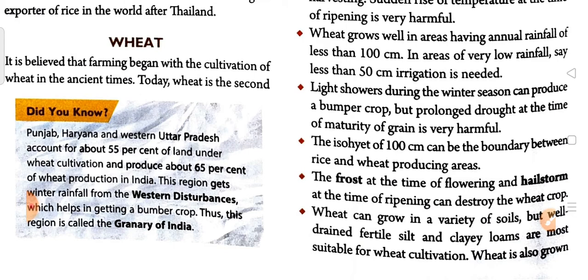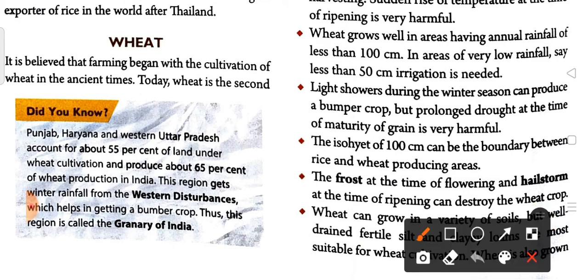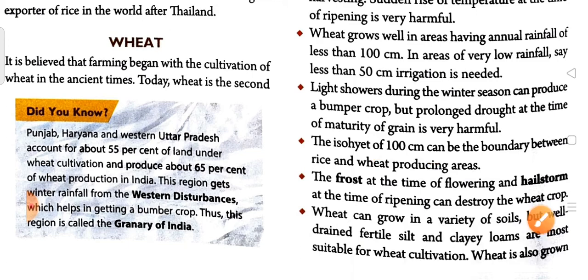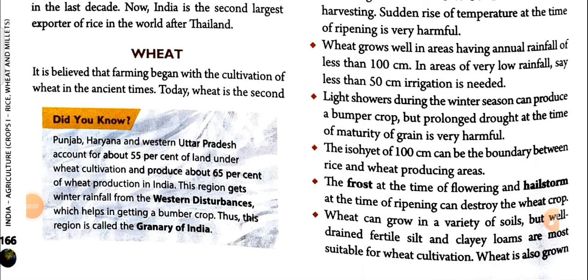So the isohyet of 100 centimeter. What is the isohyet? The isohyet of only 100 centimeter of rainfall can be the boundary between the rice and wheat producing areas. Why is it the boundary? Because rice needs very high temperature and also higher rainfall than the wheat producing areas.